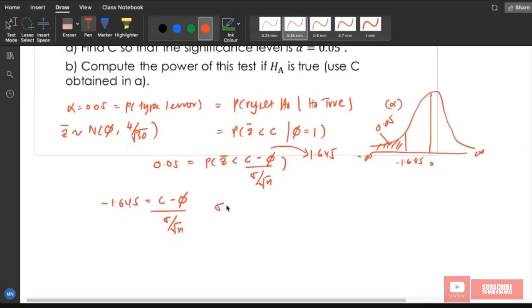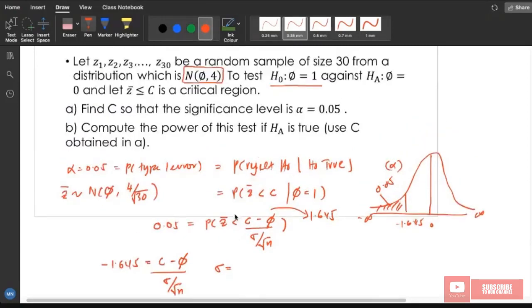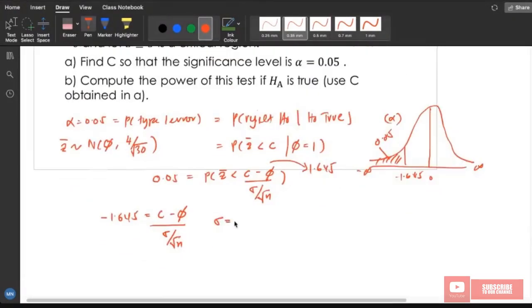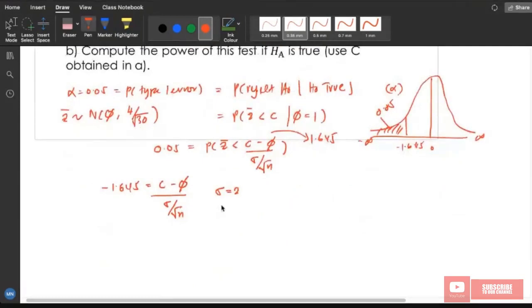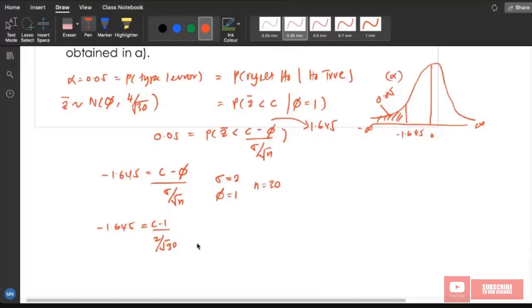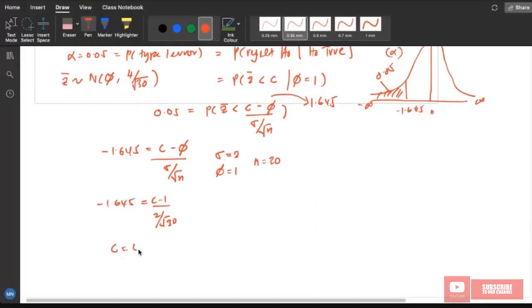So we know from the statement that sigma is equal to 2, because this is the value of the variance. Sigma is equal to 2, phi is equal to 1, n equal to 30. You just plug in the values: negative 1.645 equals C minus 1 divided by 2 over square root of 30. So C is equal to 0.3995.